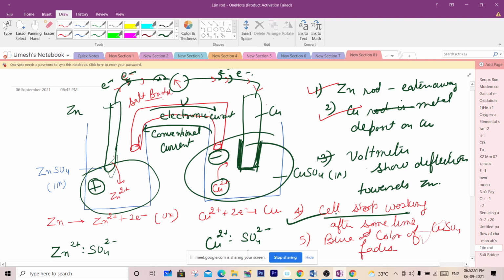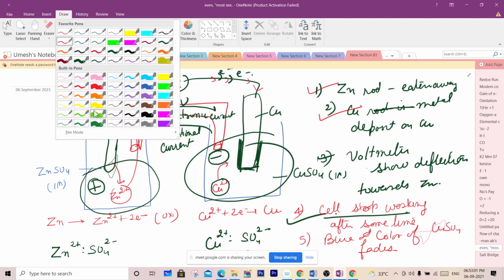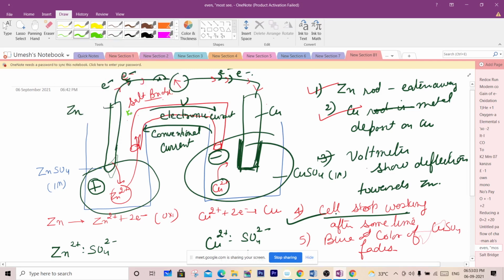Now, what will happen? These zinc ions will be attracted towards it because here we have potassium chloride inside. See, here we have potassium chloride. The chloride ion will attract the zinc ions, and here the extra sulfate ions will be attracted by the potassium ion. These two half cells will become neutral and the cell will now keep on working.